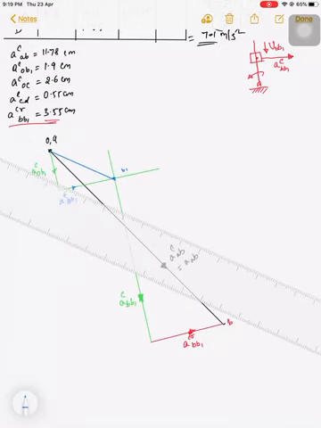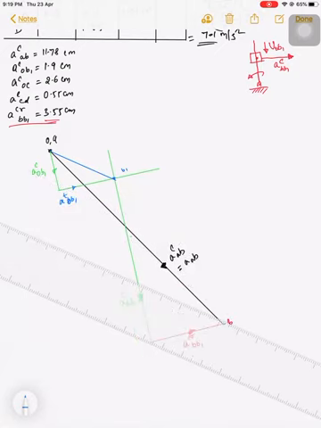OB1. So this is the resultant. See here, this is the centripetal acceleration, this is the tangential acceleration, this is the resultant. Both are moving in the same direction, so obviously this will be in the opposite direction.